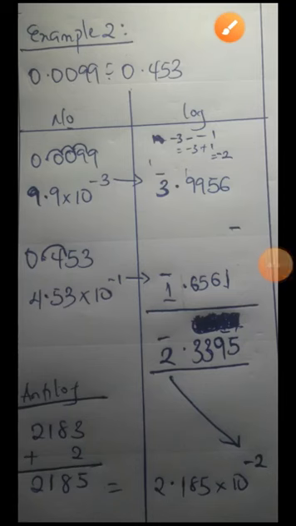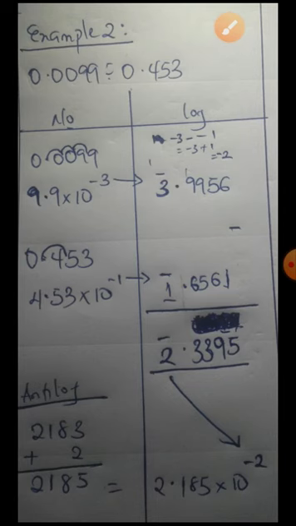Now this is example 2 on logarithms of numbers less than 1. This one is a clear example of what logarithms of numbers less than 1 is actually about. We have two numbers: 0.0099 divided by 0.453.